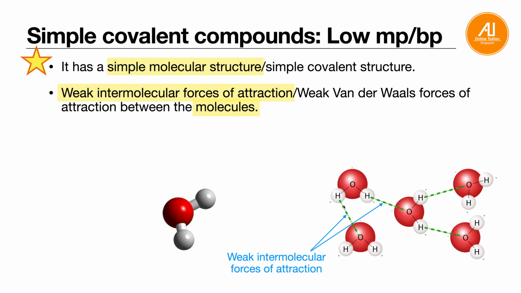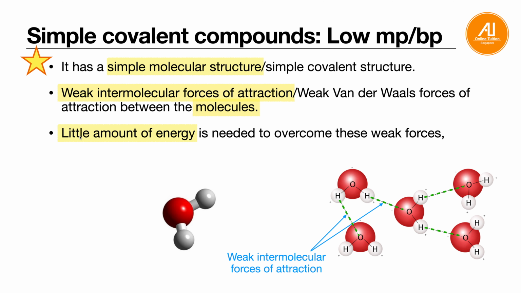So it's denoted by the green dotted line here. This is one molecule. This is one molecule. Between molecules, they exist what? This weak intermolecular force of attraction. So it's very weak. It exists between molecule and molecule. So take note, it's molecule.